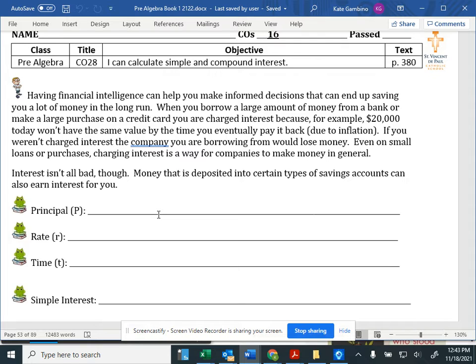Interest isn't all bad though. Money that is deposited into certain types of saving accounts can also earn interest for you.